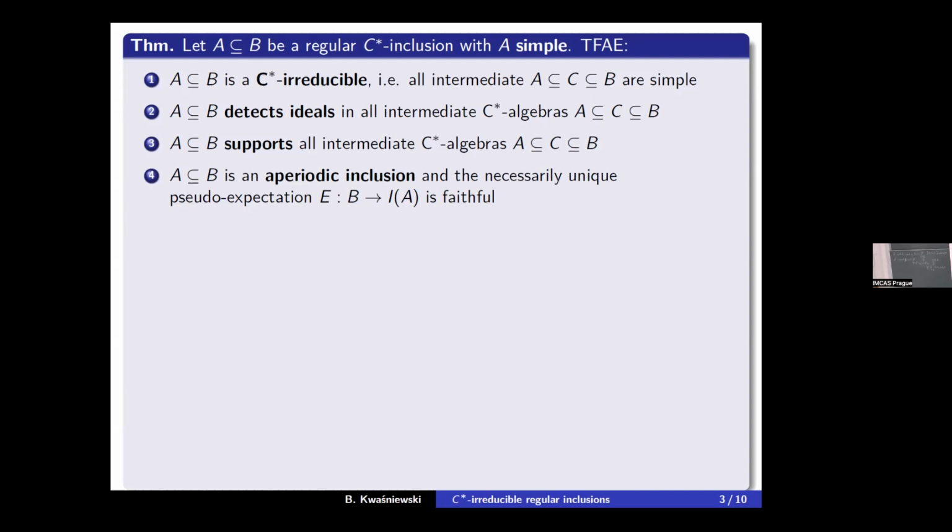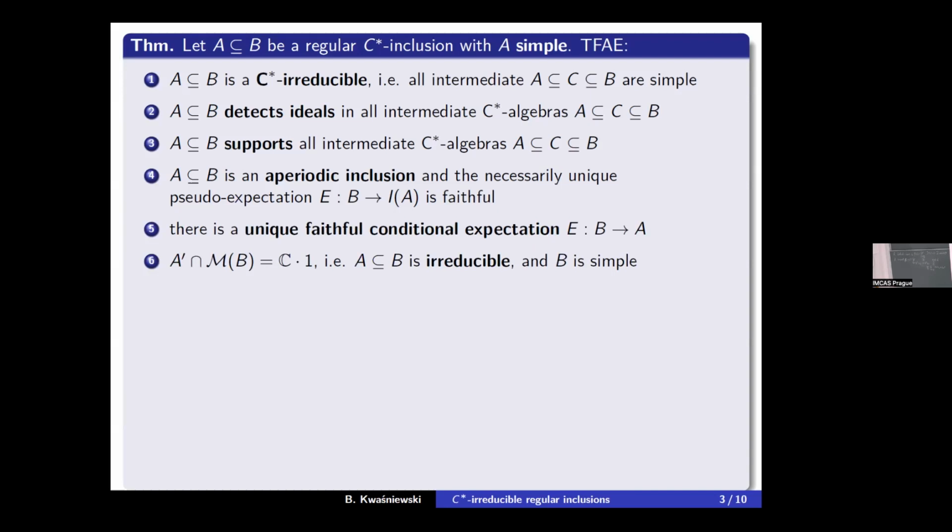And we also assume that this unique pseudo expectation is faithful. A unique pseudo expectation implies that there is at most one conditional expectation, because a usual conditional expectation is an example of a pseudo expectation. So if there is a unique pseudo expectation, there is at most one conditional expectation, and we can add another condition that says that there is a unique faithful conditional expectation. So this pseudo expectation, in this case, is a genuine conditional expectation. I'm not sure whether that's.